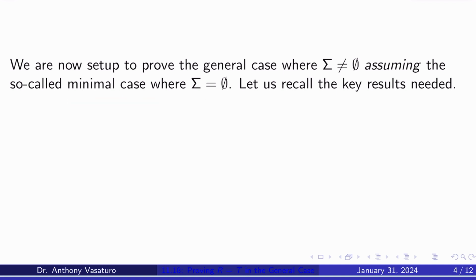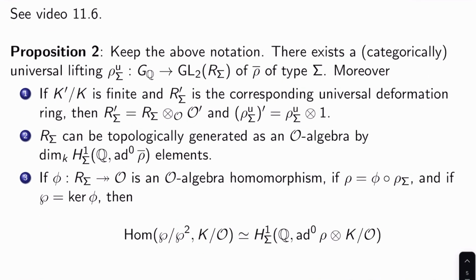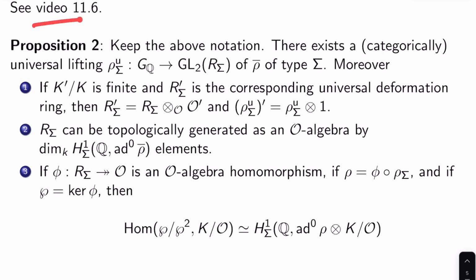So let's get started, and let's begin by recalling the key results needed throughout this chapter. First, proposition 2 from video 11.6. Please go revisit that video if you need to recall any more detail. Proposition 2 said, keep all the above notation, then there exists a categorically, meaning diagrammatically, universal lifting rho u sub sigma from G_Q to GL2 of R sub sigma of the given representation rho bar of type sigma.